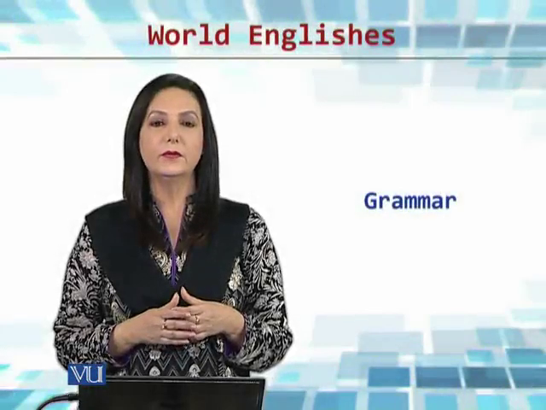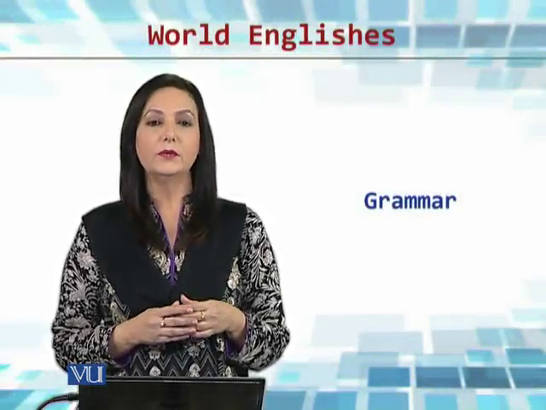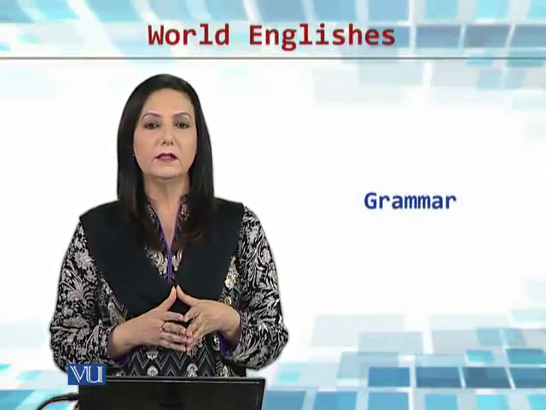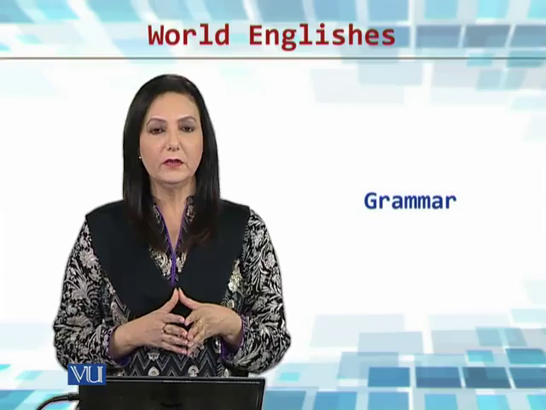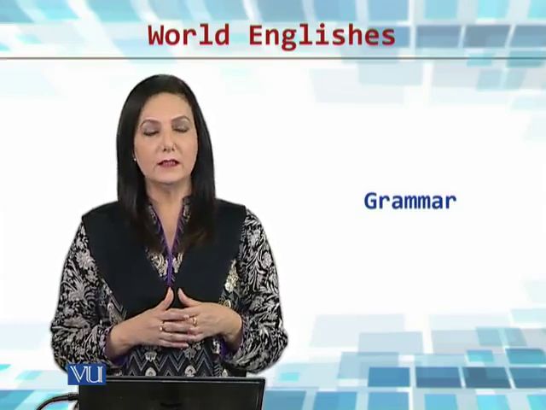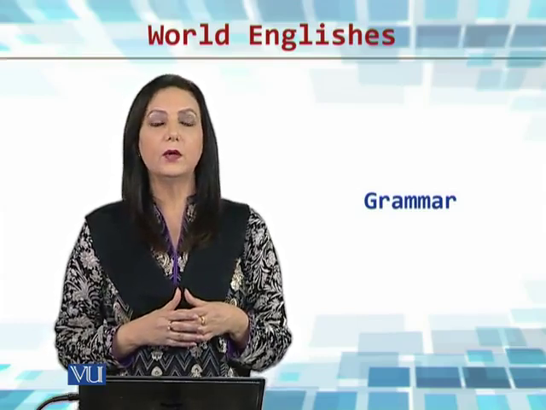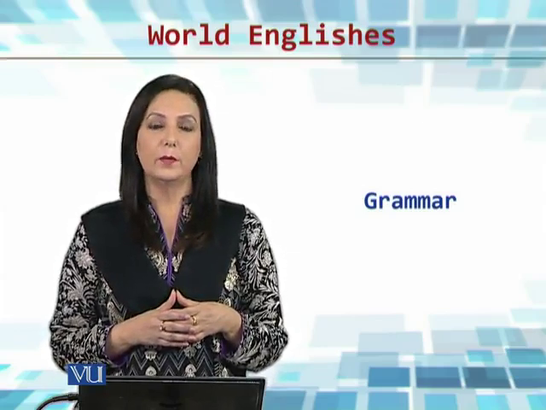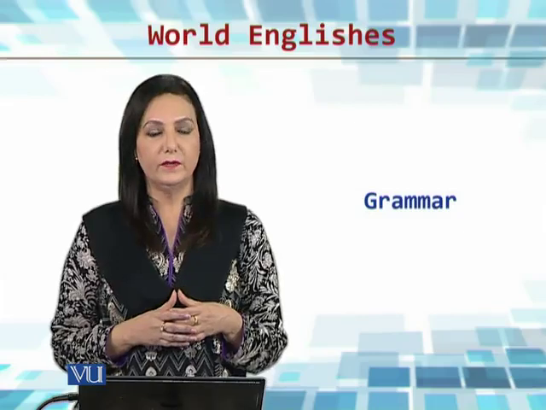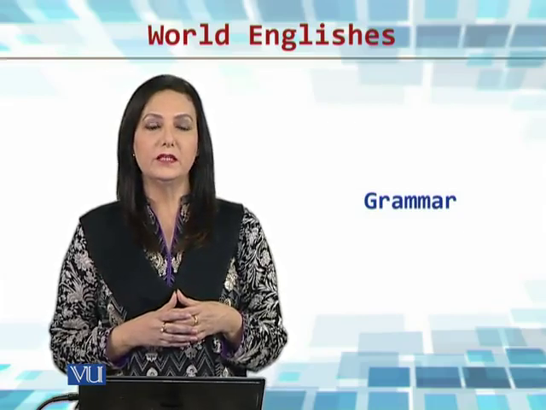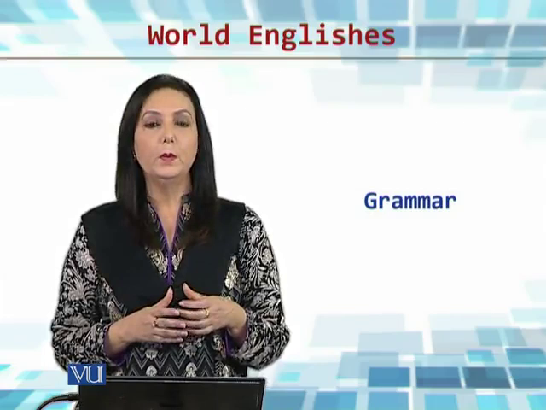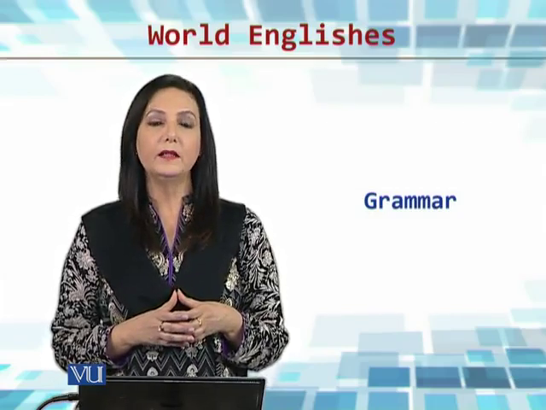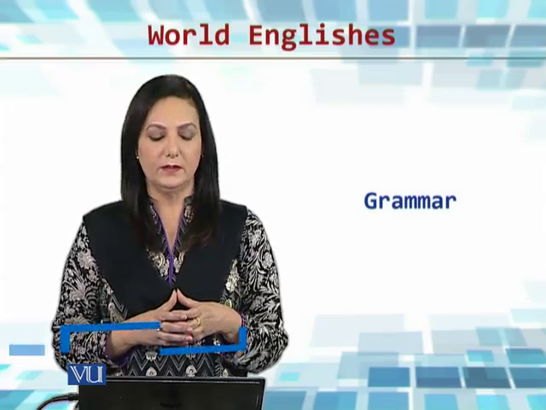There are quite a few variations in the use of grammar between the inner circle countries, that is, the native English speaking countries, and the outer or expanding circle countries, that is, the non native English speaking countries. These variations are common to many different varieties of English used in the outer and expanding circle countries. We'll take a look at some of these grammatical features and compare them with native English models.